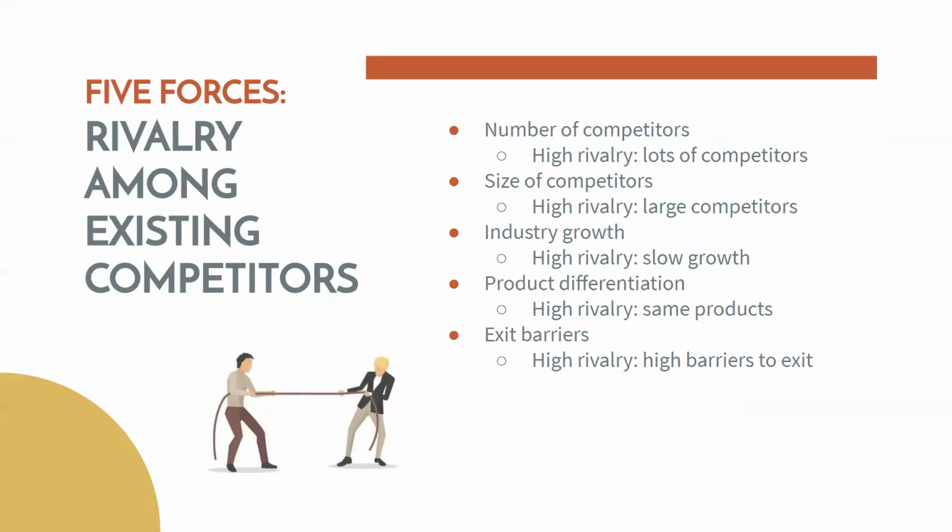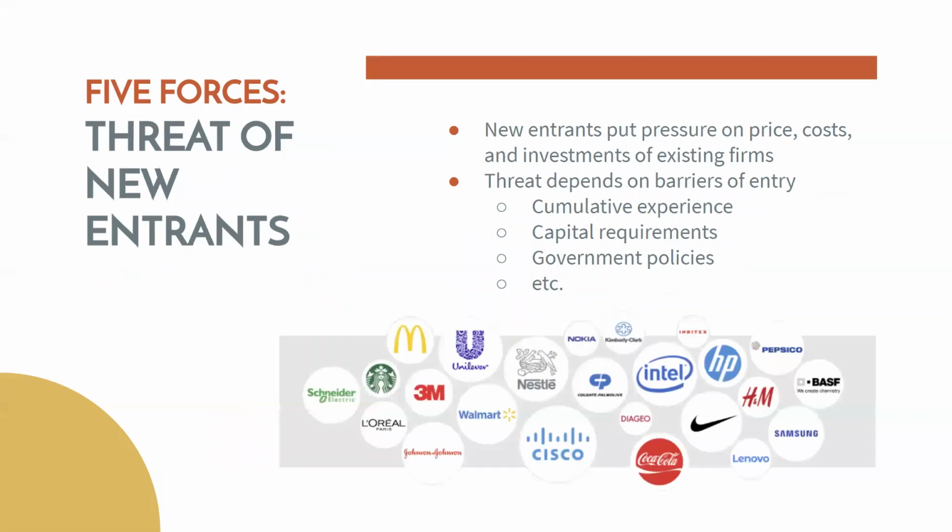So the first component is the rivalry amongst existing competitors, which includes looking at the number of competitors, size of competitors, industry growth, product differentiation, and exit barriers of the industry. The second component is looking at the threat of new entrants, which puts pressure on price, costs, investments of existing firms. The significance of this threat depends on barriers of entry, such as cumulative experience, capital requirements, government policies, and so on.